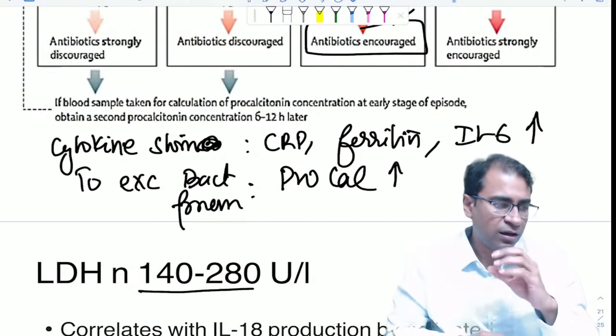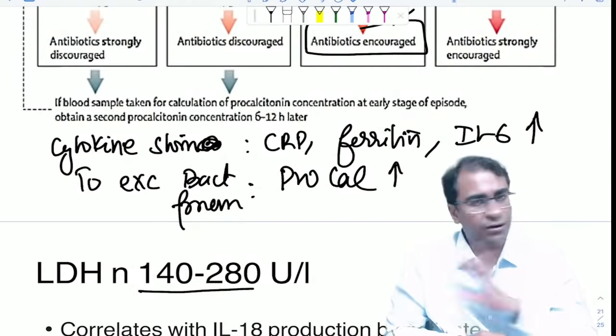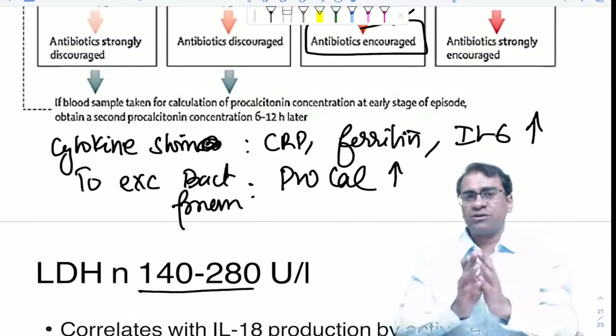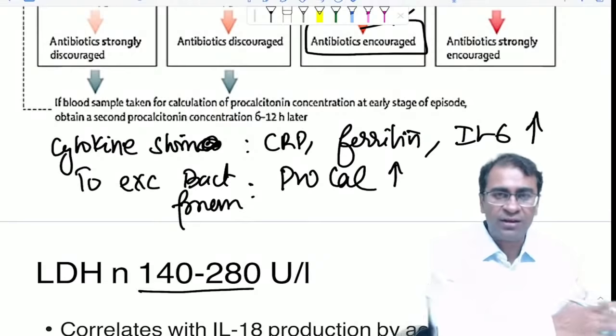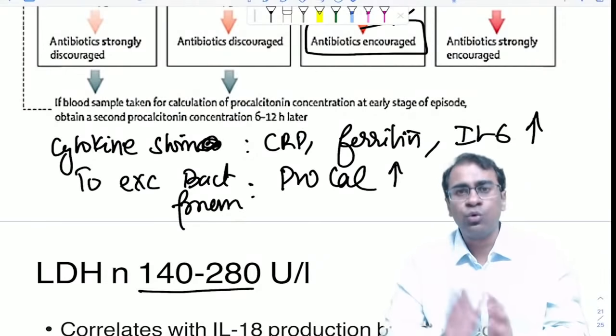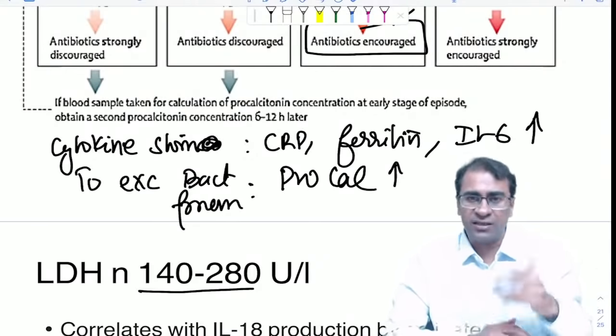Is ferritin a must to do? Definitely not. Ferritin is not a specific marker for any sort of inflammation. So you may actually exclude the ferritin. But if you're doing ferritin, make sure you know the implication of ferritin, why it has increased in the patient.